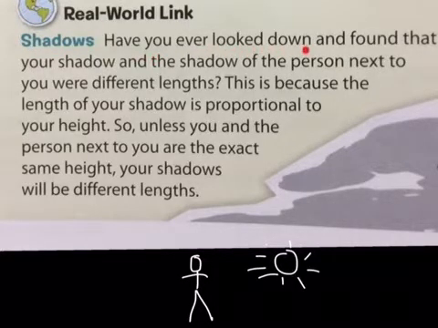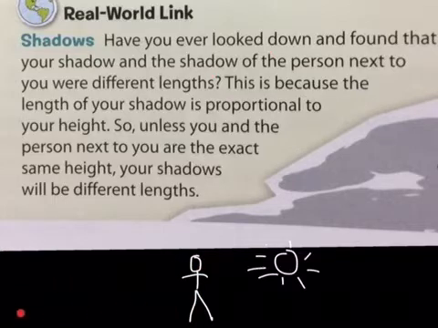Have you ever looked down and found that your shadow and the shadow of a person next to you were different lengths? This is because the length of your shadow is proportional to your height. So unless you and the person next to you are the exact same height, your shadows will be different lengths. And your shadow also depends on not only your height, but also the positioning of the light of the sun. If the sun is low, you know that you're going to block the sunlight a lot more, so that your shadow will go even further out.